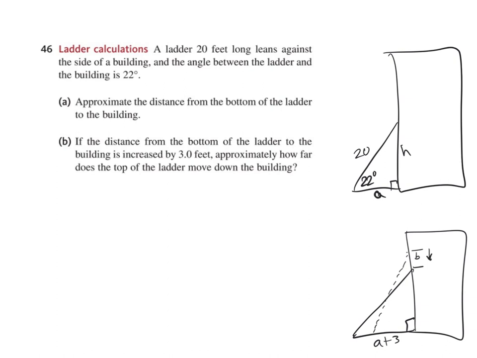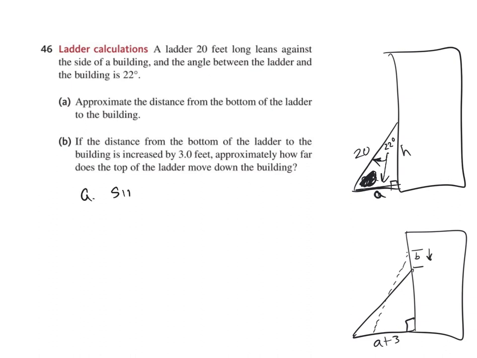A ladder 20 feet long leans against a side of the building, and the angle between the ladder and the building is 22 degrees. So I got this 22 in the wrong spot. This should be 22 degrees up here. Okay. So now part A wants to know how far away the base is from the building. So we want the opposite leg. We don't want to use the height yet. We're going to get that in a minute. And the hypotenuse is given. So opposite and hypotenuse is a sine.